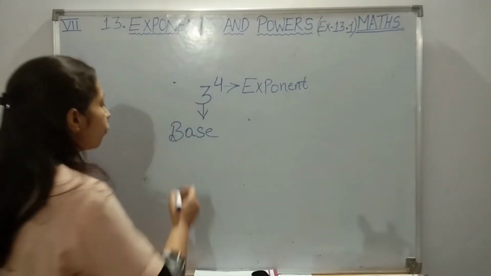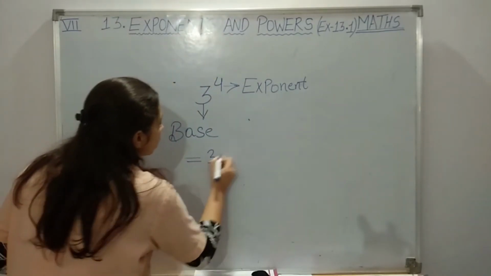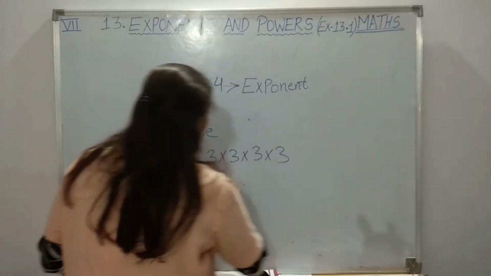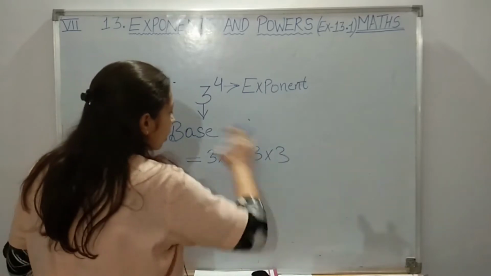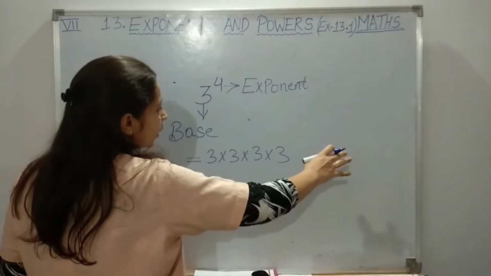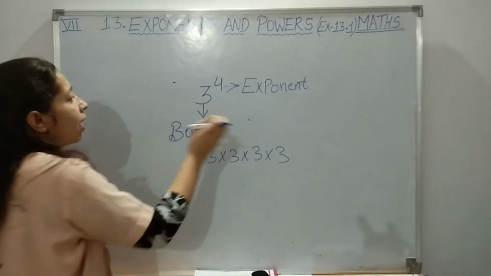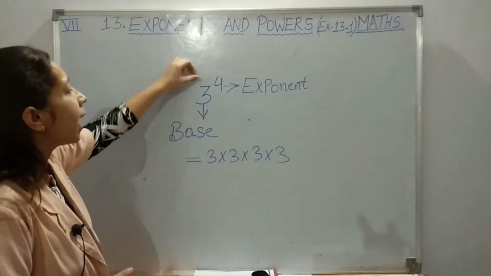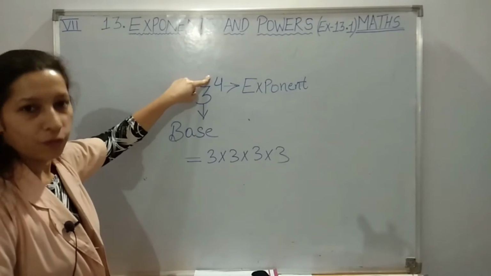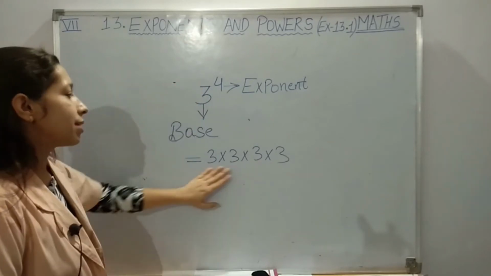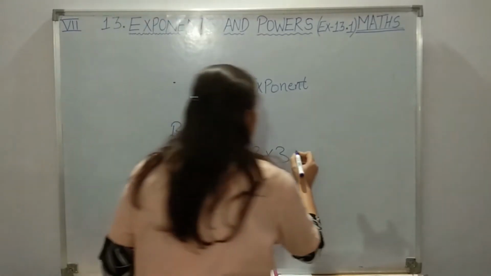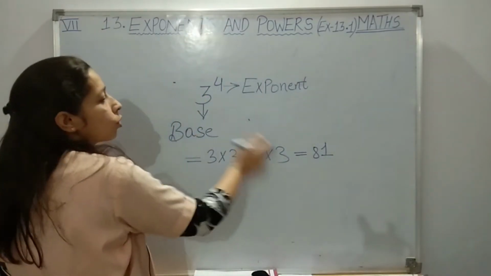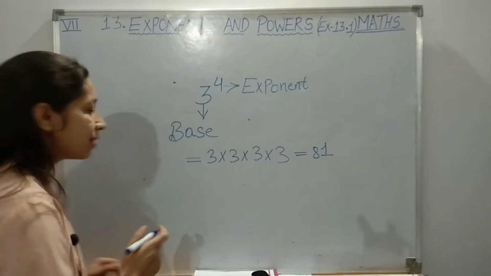3 raised to the power 4 means, students, that 3 is being multiplied 4 times: 3 into 3 into 3 into 3. Instead of writing this long product, I have written it in short. It indicates that here 3 is being multiplied 4 times. So 3 3s are 9, 9 3s are 27 and 27 3s are 81. So the value of 3 raised to the power 4 is 81, isn't it?